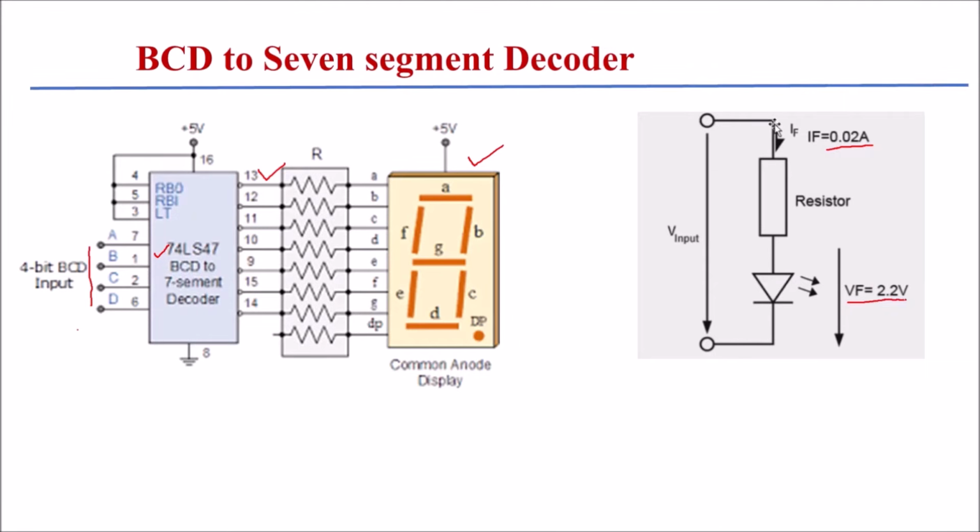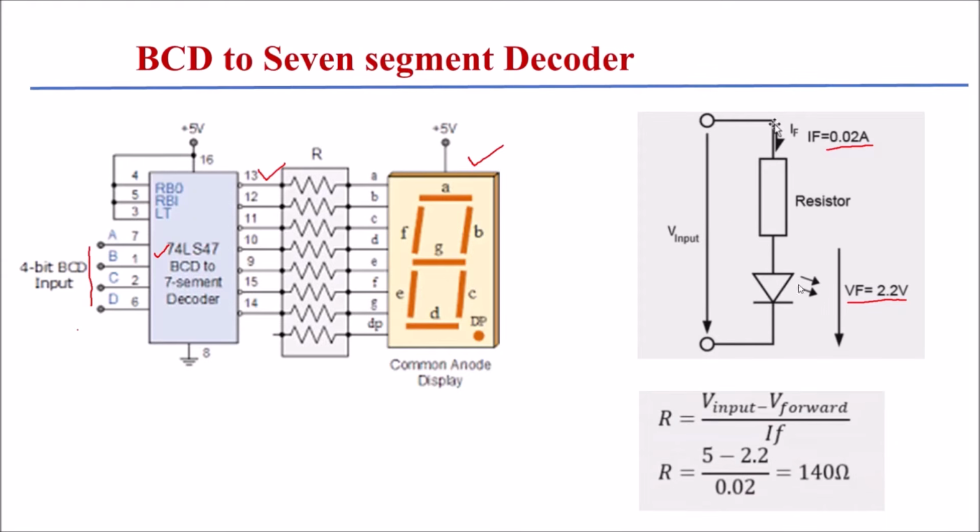And the voltage drop across the LED when it is on is 2.2 volt. It depends upon which LED you are using, so from the data sheet you will get this value. And this is the input voltage, in our case 5 volt. So using this circuit we can find the value of the current limiting resistor. That is R is equal to the input voltage 5 volt minus the forward voltage, in this case 2.2 volt, divided by the current, that is 0.02 ampere, 20 milliampere. So the value of the resistor is 140 ohm. So you can use a resistor of value greater than 140 ohm.